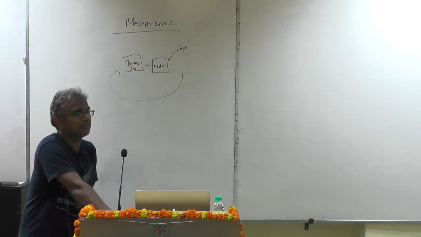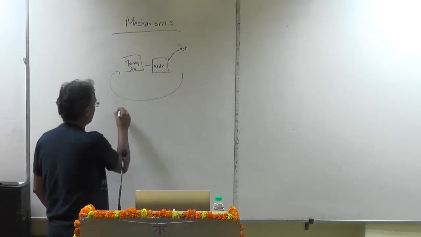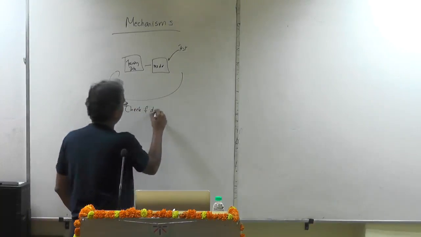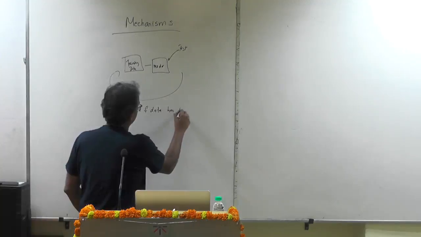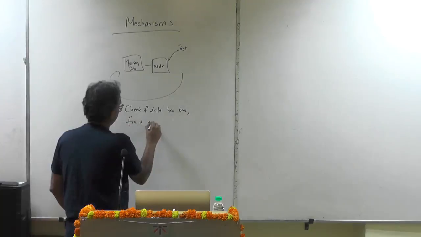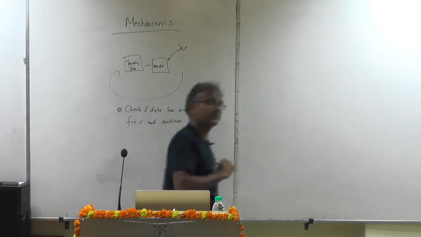So you're saying look at the data, see if there's bias in the data in some way, and fix it, and then what do you do? With what? Just normal modeling. Okay. So a strategy that appears to be being proposed is check if data has bias, fix it, and continue. Okay. Any other strategies?